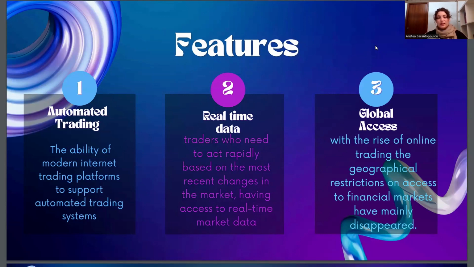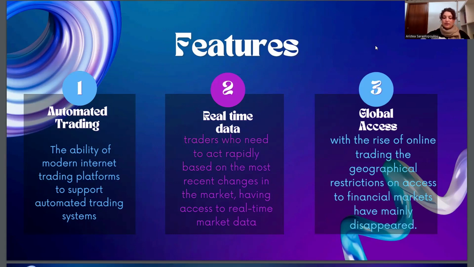The second one is the real-time data. It's very important for traders who need to act rapidly based on the most recent changes in the market, having access to real-time market data. Traders with an internet connection can access international markets from almost anywhere in the world. And the third one is the global access. Nowadays, with the rise of online trading, the geographical restrictions on access to financial markets have mainly disappeared.